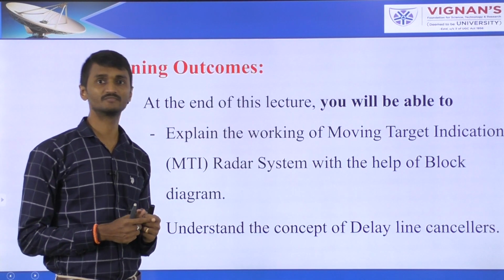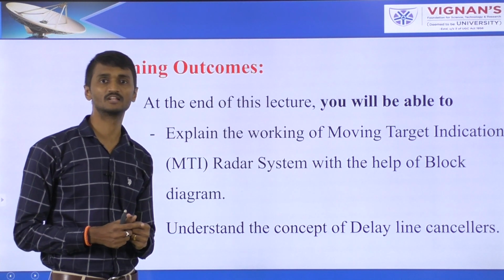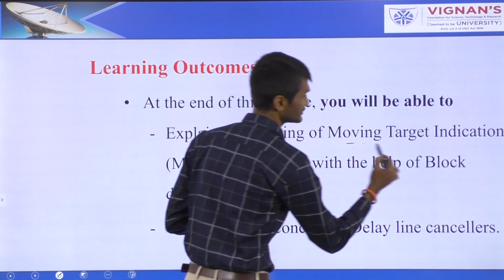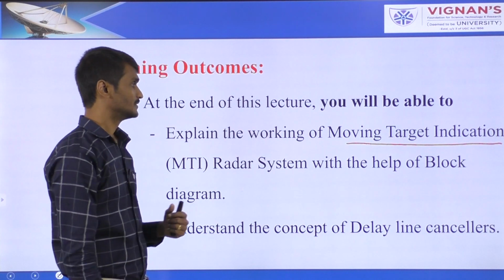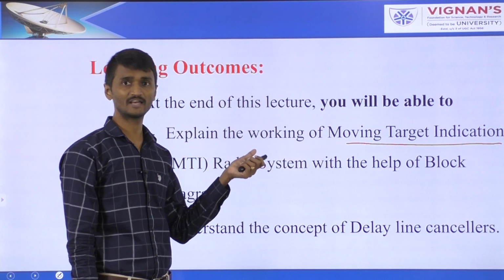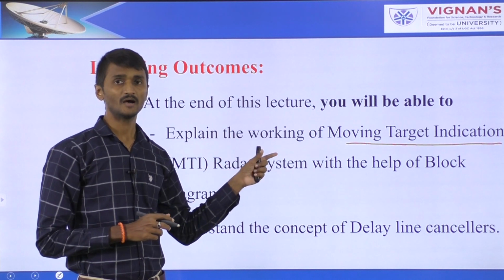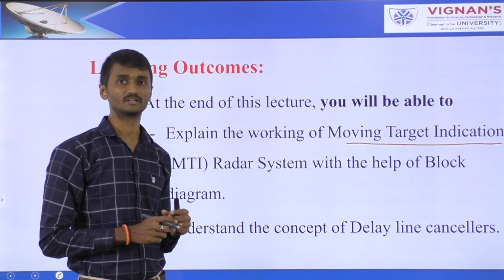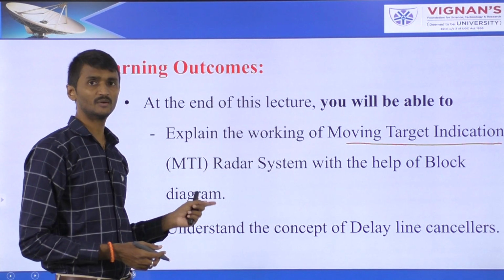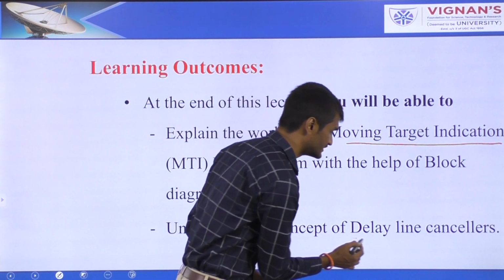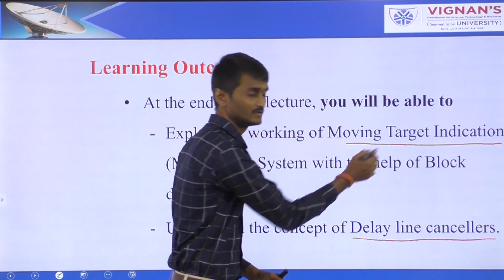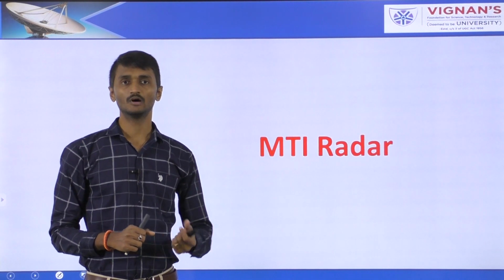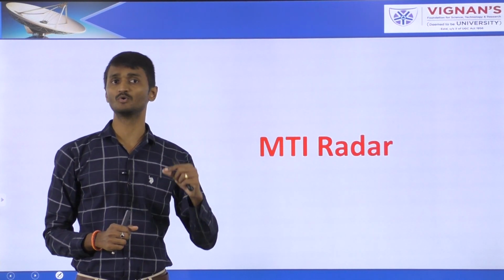So these are the learning outcomes of this lecture. After successful completion of this lecture, you will be able to explain the working of moving target indication radar, working of MTI radar. In this one, there are two types of diagrams. One will be with the power amplifier transmitter and another one will be power oscillator transmitter. And you will be able to understand the concept of delay line cancellers which are going to be used in the MTI radar.